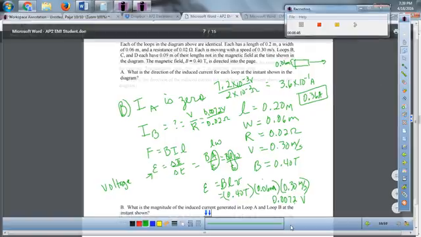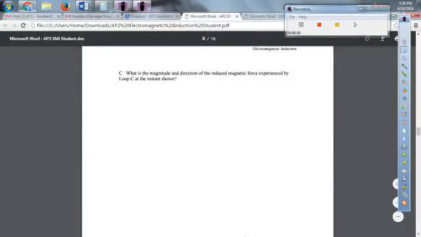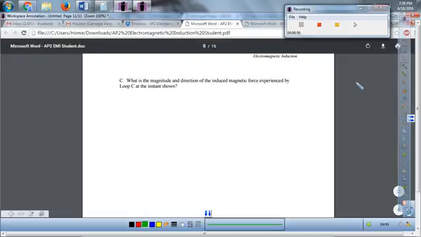So we're going to scroll down so we can get to part C. It says, what is the magnitude and direction of the induced magnetic force experienced by loop C at the instant shown? Well, if I look at loop C, I think it looks like this, and it's being pulled in that direction. So it's increasing in flux in that direction, and they want to know the force.